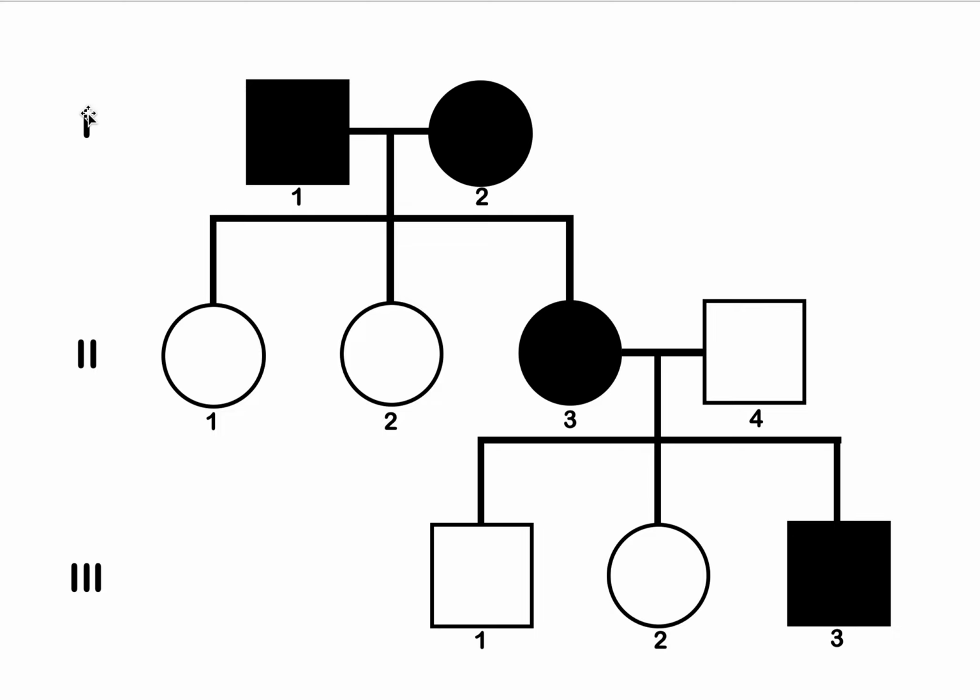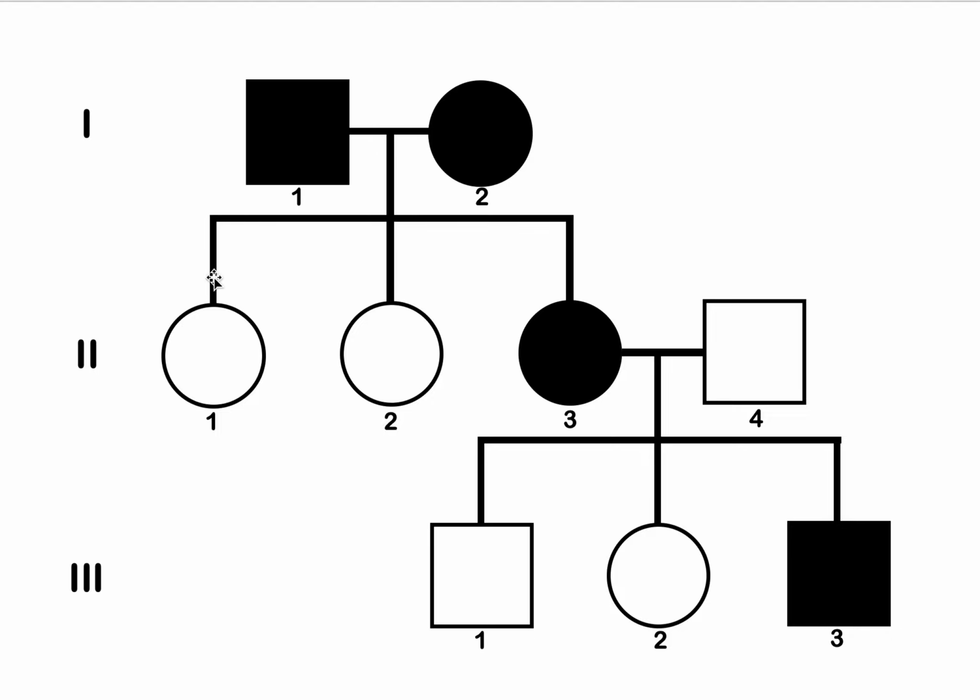Right here, we can see these numbers, 1, 2, and 3. 1 represents the parent generation. 2 represents the children generation. 3 represents the grandchildren generation. What is a square? A square represents male. A circle represents female. This line connecting the male and the female represents marriage. They are married. And this line downward indicates kids.